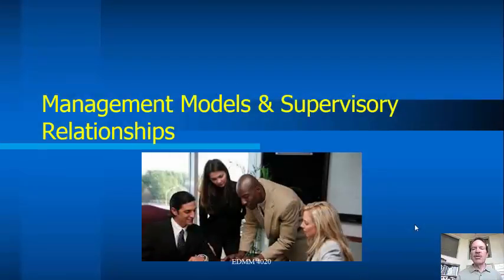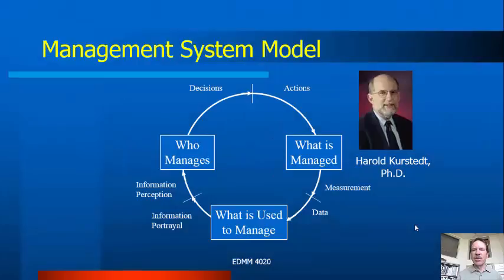So now let's look at some of the management models and supervisor relationships that are important. Here's a model that's attributed to Harold Kerstedt of Virginia Tech, Professor Emeritus. The management system model looks at three components that interact. Basically, who manages, who is the manager in that system for that domain of responsibility, what are the physical, tangible things that they're managing, and then what tools they use to manage, right?